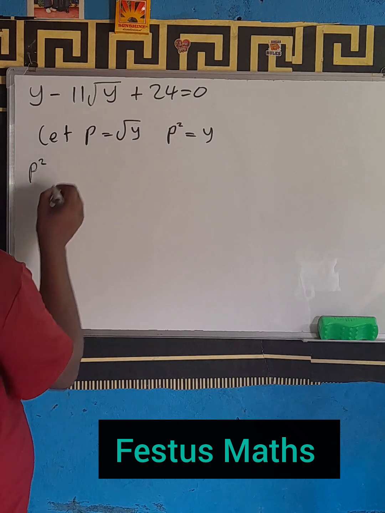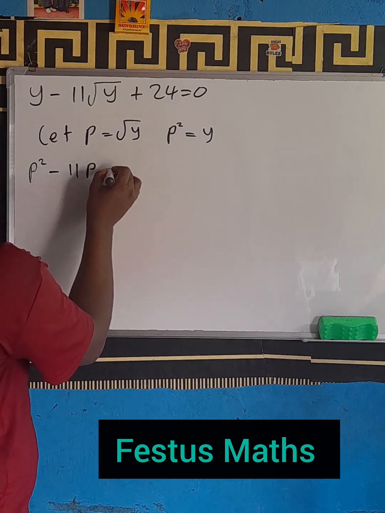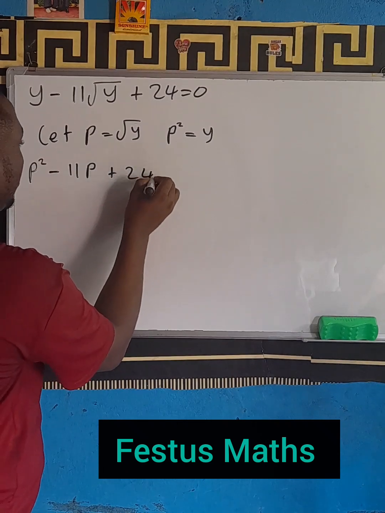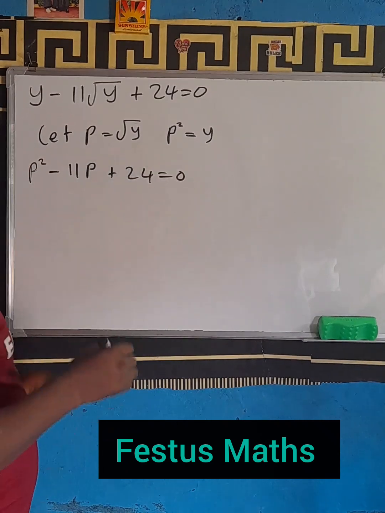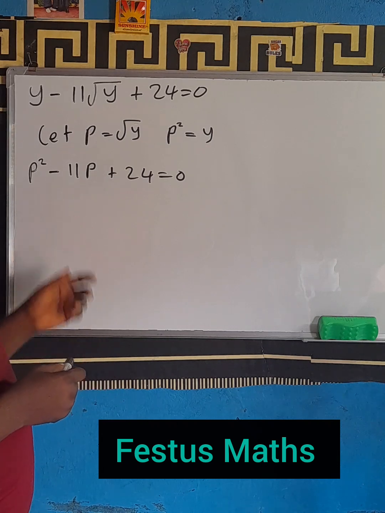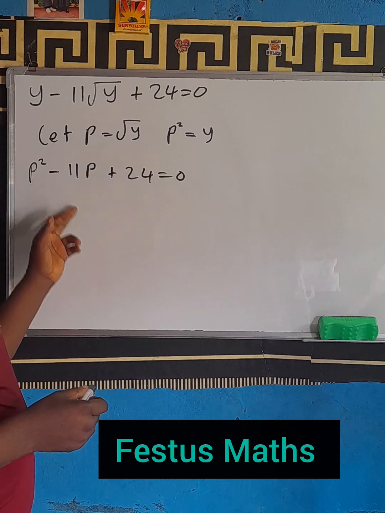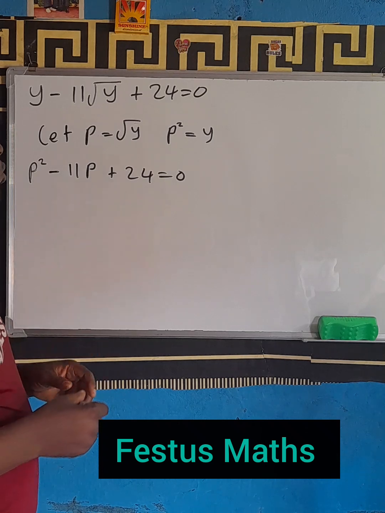P squared minus 11P plus 24 is equal to 0. This became a quadratic equation. So you are going to factorize. What are the factors of 24? If you add them or subtract them, you have minus 11, and if you multiply them, you have plus 24.